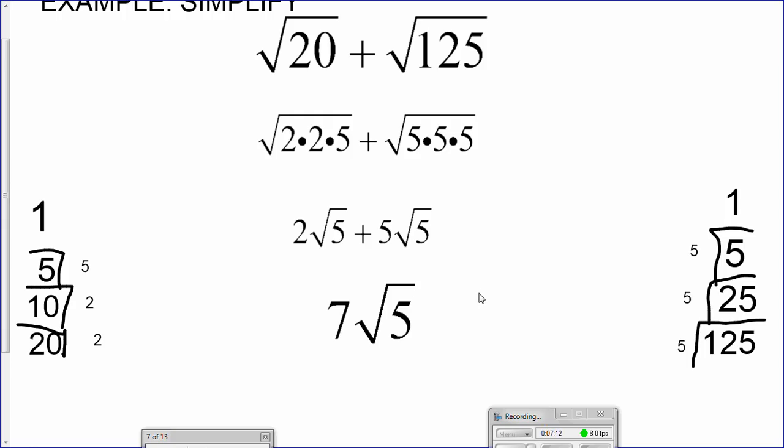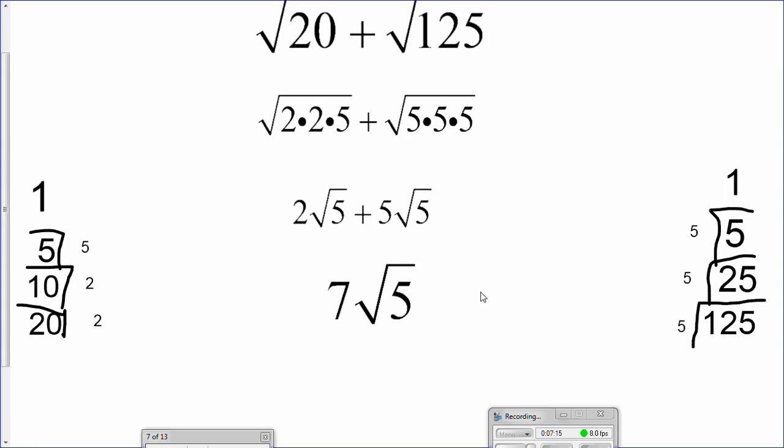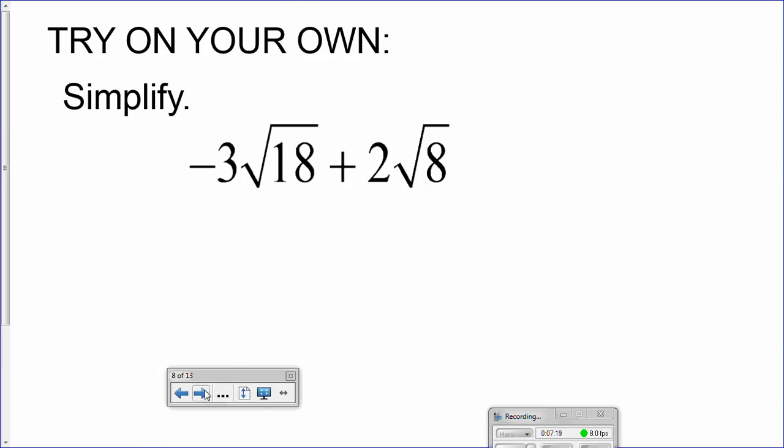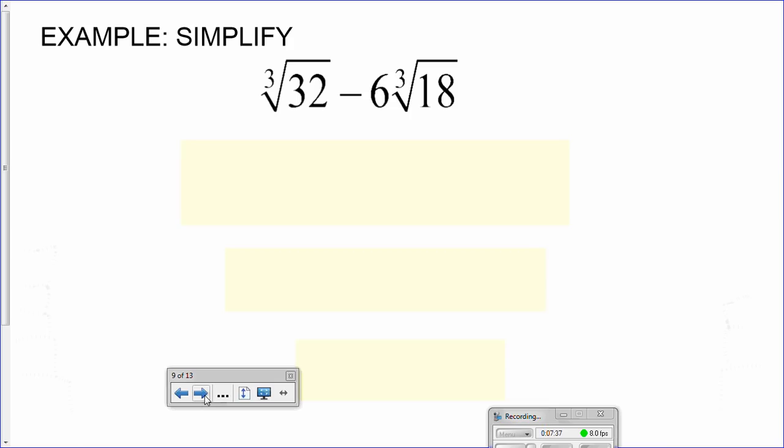Okay? So, if you have questions, write them down. Otherwise, you go ahead and try this one on your own. So you're simplifying each one first. Then, if they have the same number under the radical, you add the stuff outside. If not, then you just leave it the simplified form. And that's all you can do. Okay? Alright, moving on. I'm going through your notes as I have them.